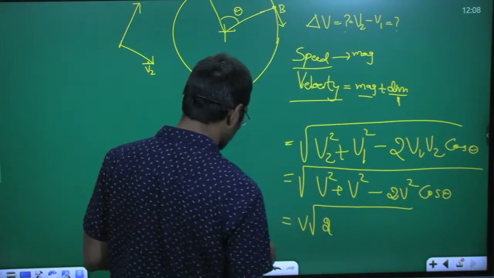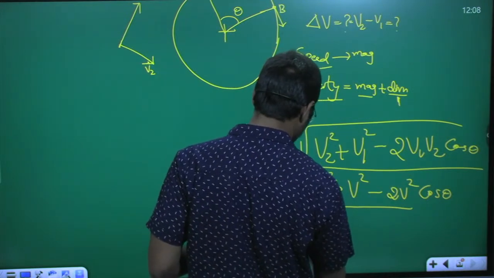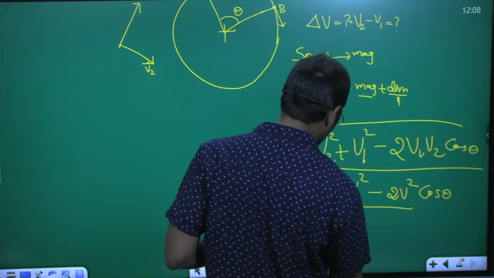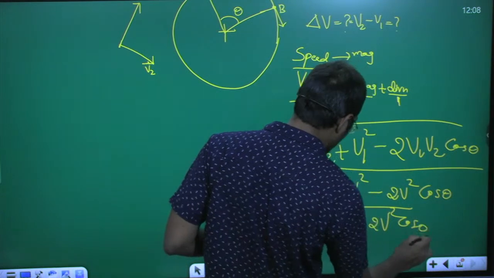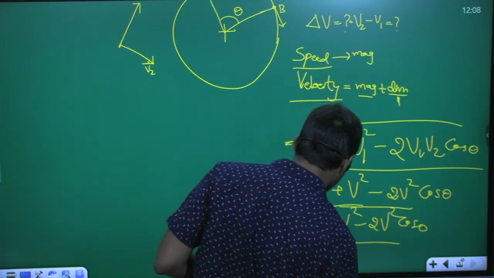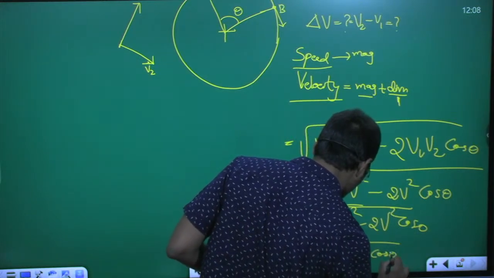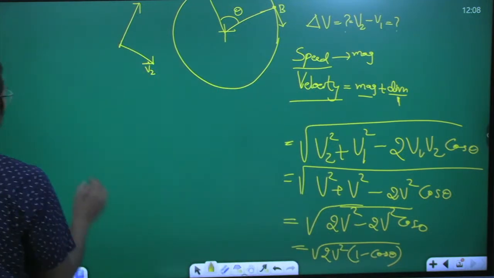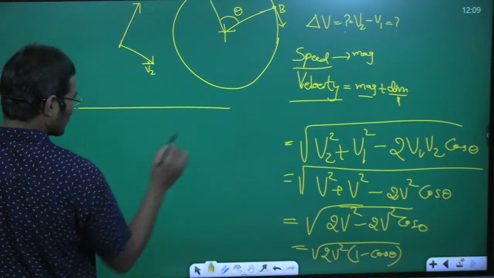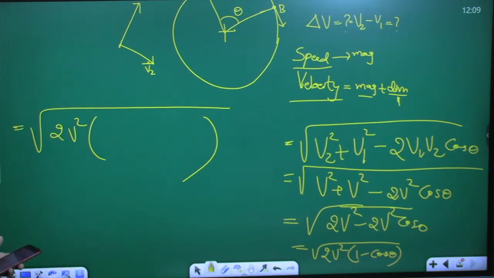okay, let us not directly jump. Let us go step by step again. So what do we get? 2V square minus 2V square cos theta, right? So if we take 2V square out, we get 1 minus cos theta. So now that your trigonometry comes into picture. 2V square. So how can we write 1 minus cos theta? 2 sin square theta by 2.